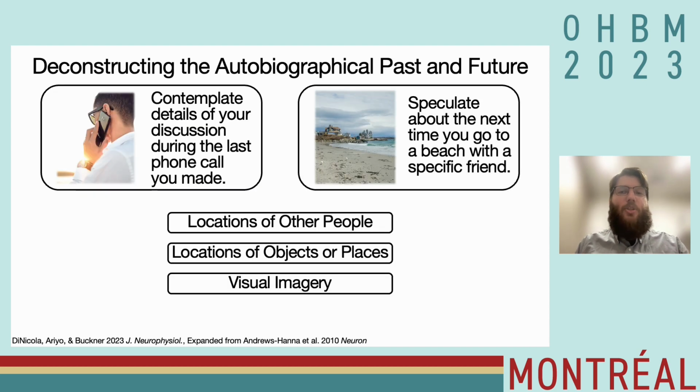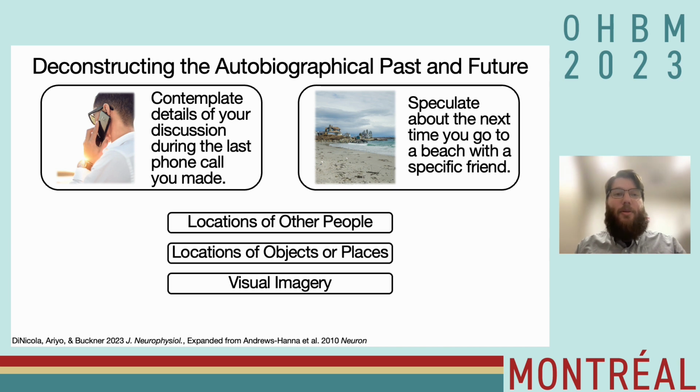Given that many observed functional dissociations along the long axis involve spatial reasoning, such as differences in spatial memory, navigation, or spatial representations, we decided to take a task we'd originally designed to probe episodic projection and deconstruct it from the perspective of space.